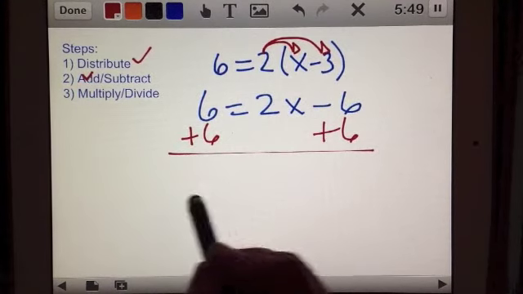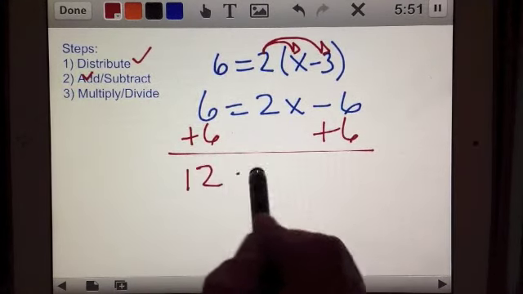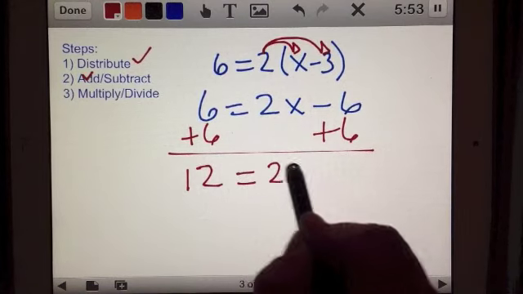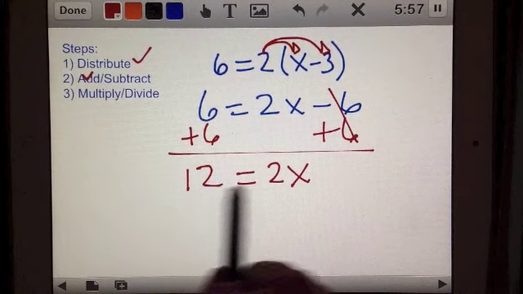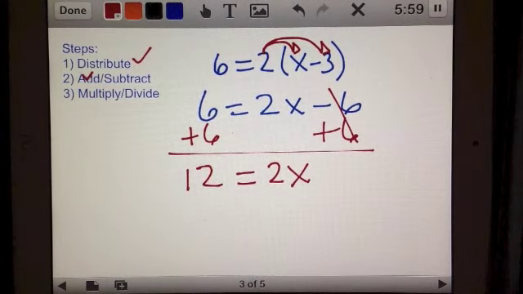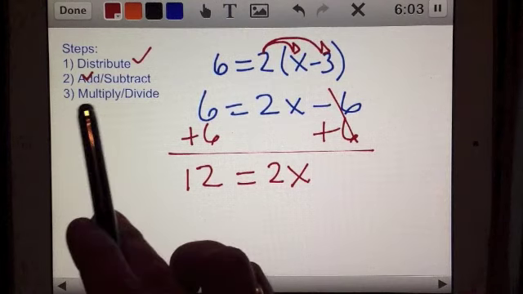And when I find out what I have, I'll see that these two cancel each other out, and I'll end up with 12 equals 2x. Alright, so now we need to either multiply or divide.